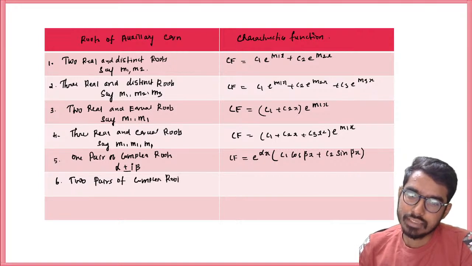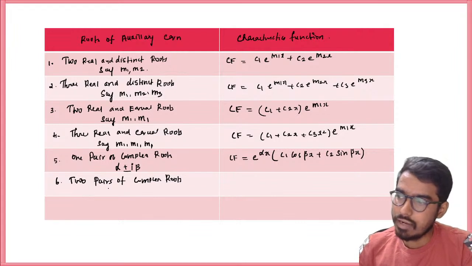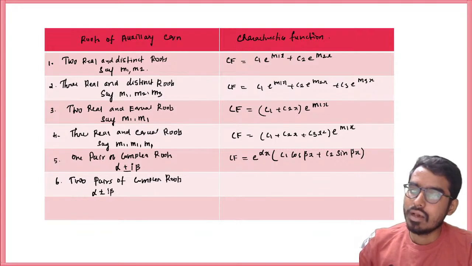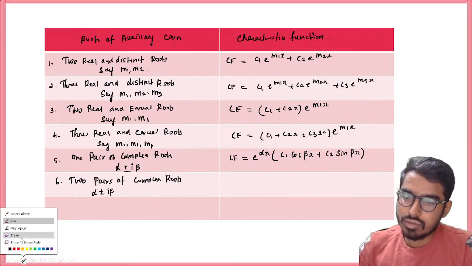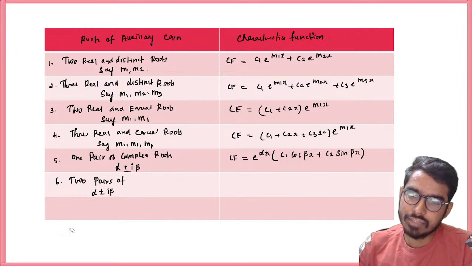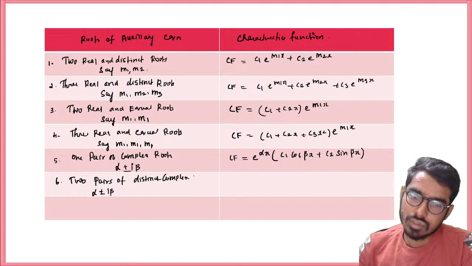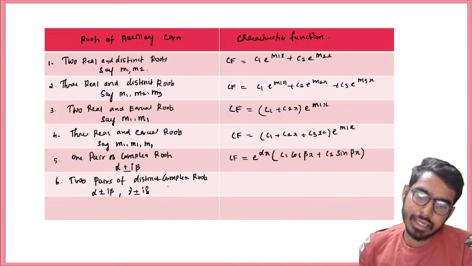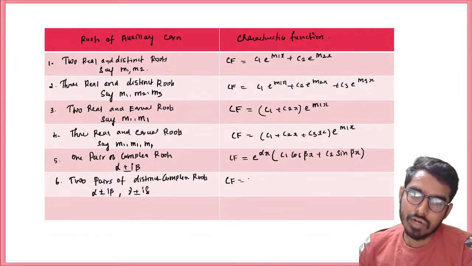Suppose you have two pairs of distinct complex roots, right? If you understand this table, the problem solving is very easy. So alpha plus or minus i beta, and let us say the other roots are gamma plus or minus i delta. In that case, what will be your complementary function?